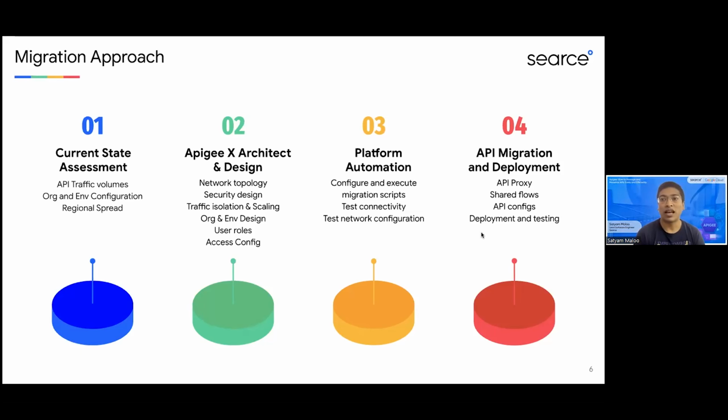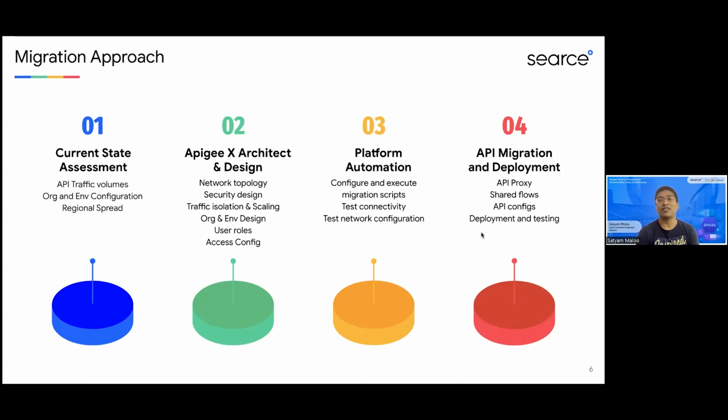So once the architecture is done, we then move to the platform automation. This is where we take that architecture, and we have migration scripts which can directly create the actual Apigee infrastructure from the architecture diagram. It will go and execute scripts that will migrate stuff. It will test connectivity to the backends, it will test the network configuration, and that's where your Apigee platform is up and ready for consumption.